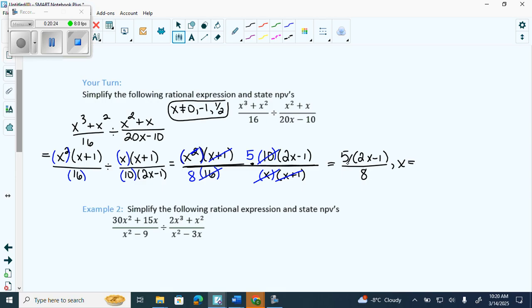X can't equal... we have an x up there still. Remember, we only took the x squared out. X can't equal 0, negative 1 and a half.